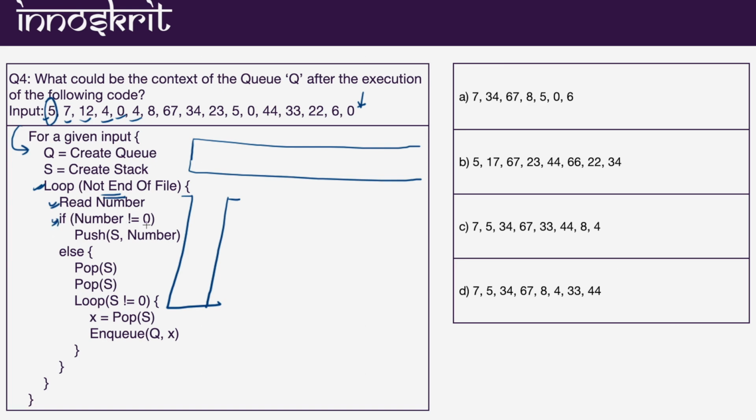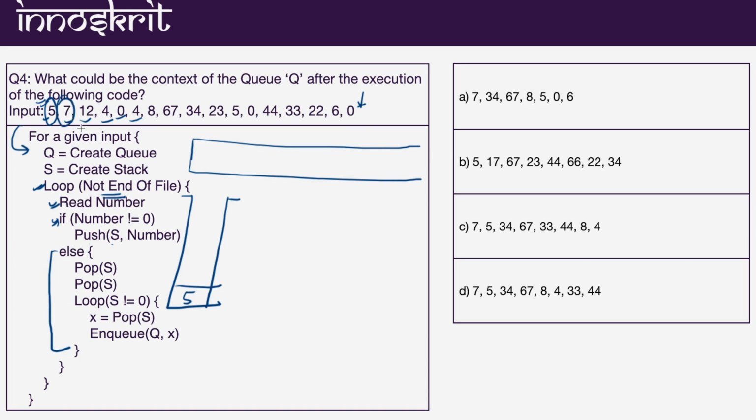If 5 is not equal to 0, push S and number. That means if the number is not equal to 0, we are supposed to push that number into the stack. So we are pushing 5 into the stack. Then the else will not be executing this time.